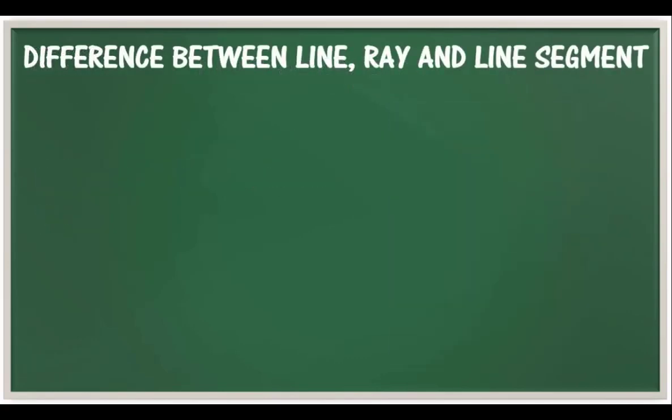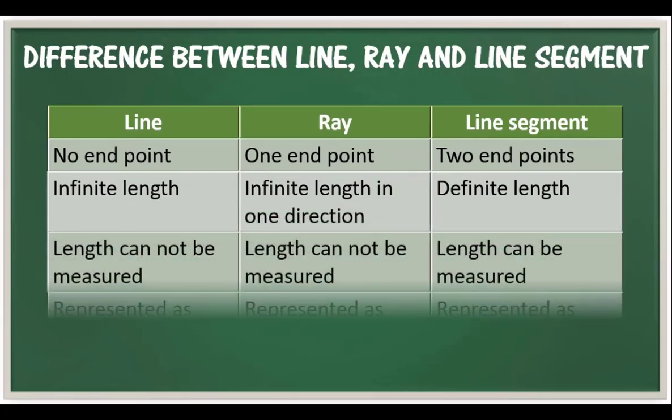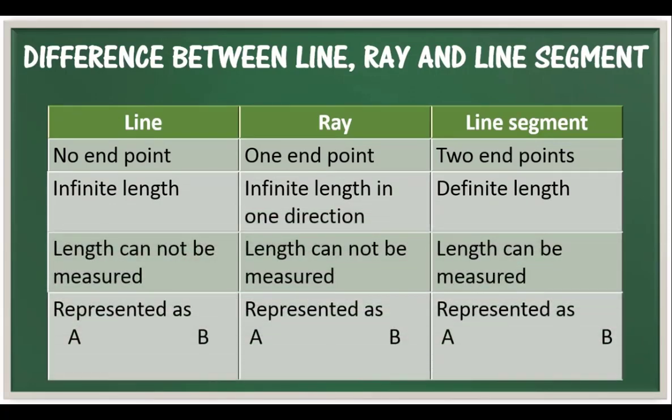Now let's study the differences between line, ray and line segment. Line has no endpoint. Ray has one endpoint. Line segment has two endpoints. Line has an infinite length. Ray has infinite length in one direction. Line segment has definite length. The length of a line cannot be measured. Length of ray cannot be measured, but length of a line segment can be measured.